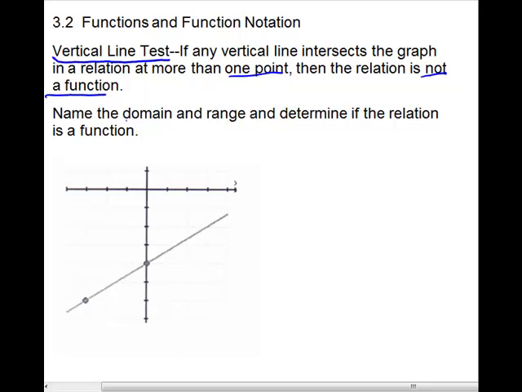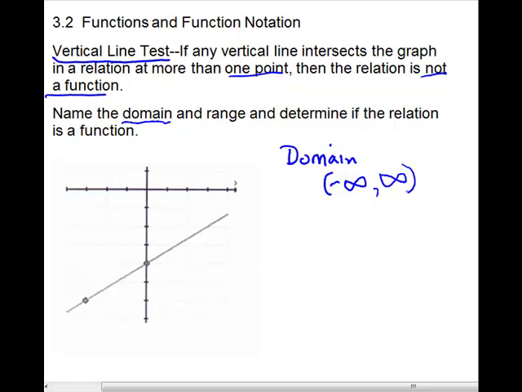First of all, for the domain, this is what can the x be. So remember, x goes across, and this line does continue. So for x, we can keep going forever this way, and we can keep going forever to the right. So the x for the domain, we're going to have negative infinity to positive infinity, or all real numbers. You could state it either way.